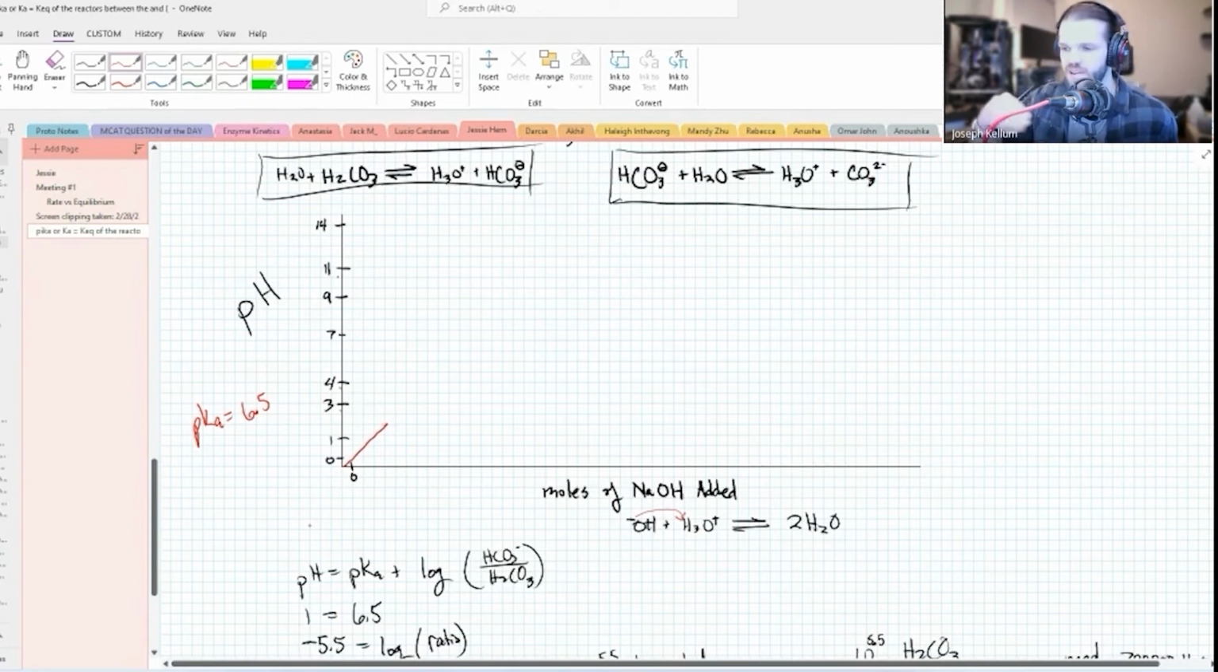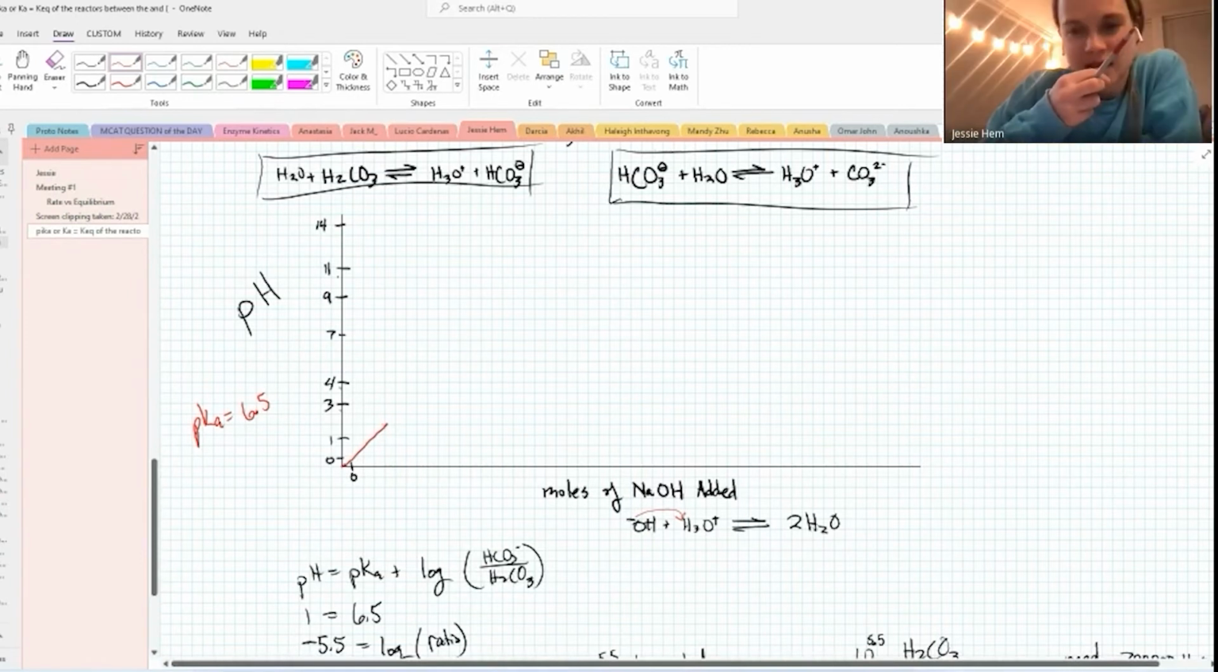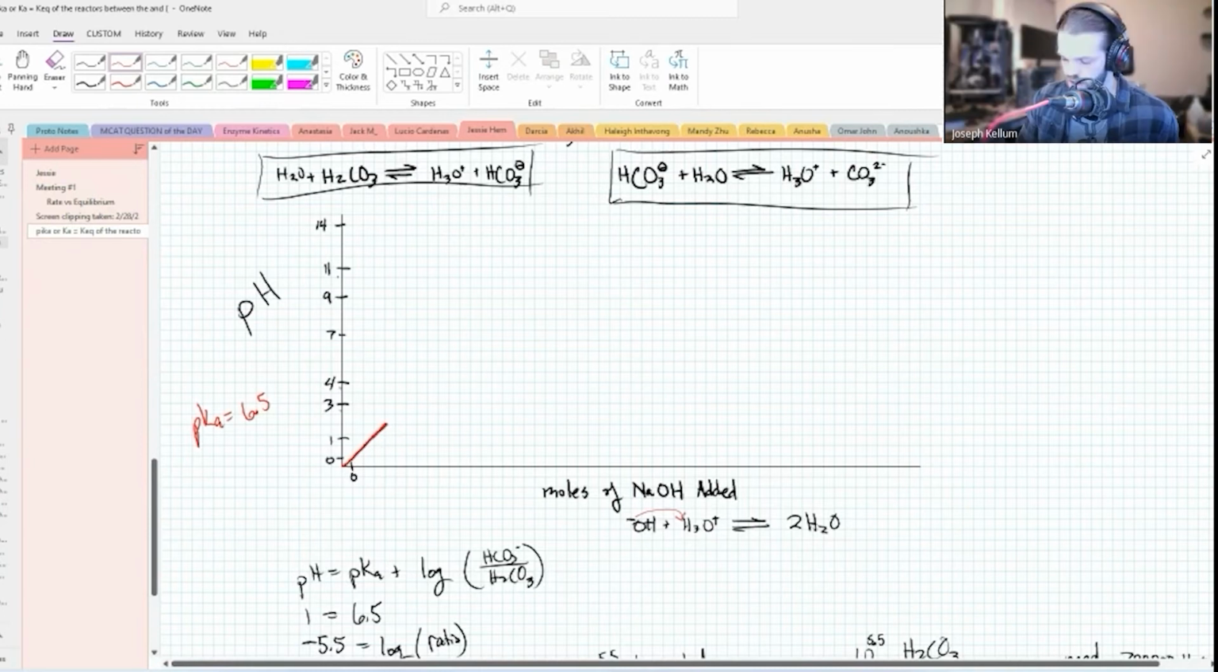As we get near that pKa, our addition of more base doesn't change the pH as much because the acid is replenishing the H3O+ that we are taking away with the addition of our base. Early on, we remove a bunch of H3O+, so our slope is pretty steep.